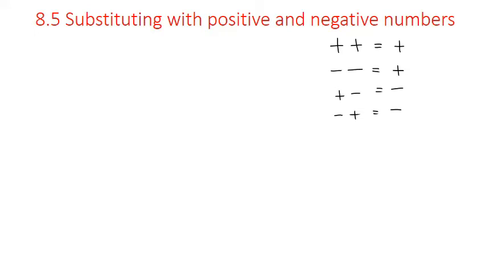So if the signs are the same, then it's positive. If they're different, then it's negative. So that's, for example, if you've got 3 minus negative 2, that becomes a negative and a negative makes a positive. So you get 3 plus 2, which is 5.